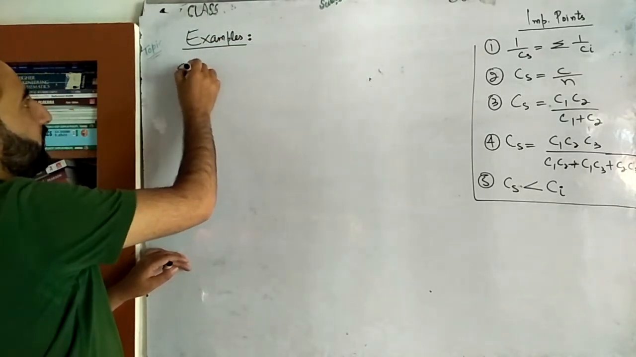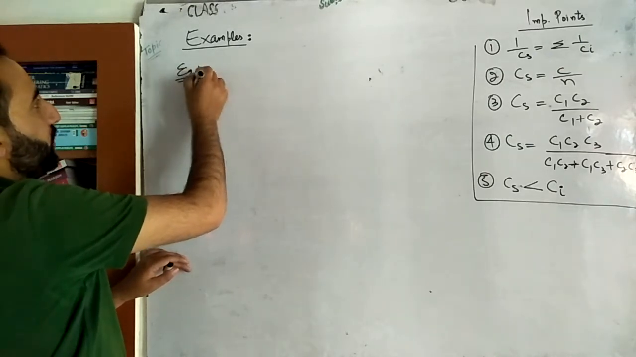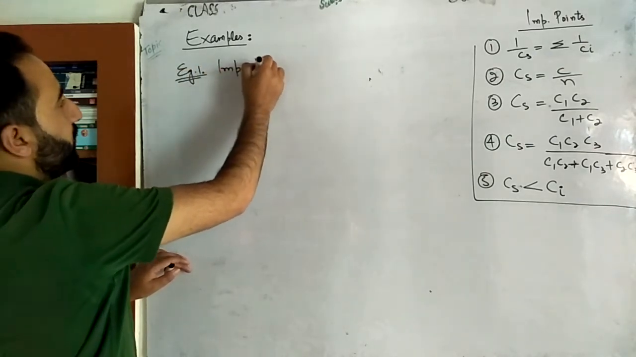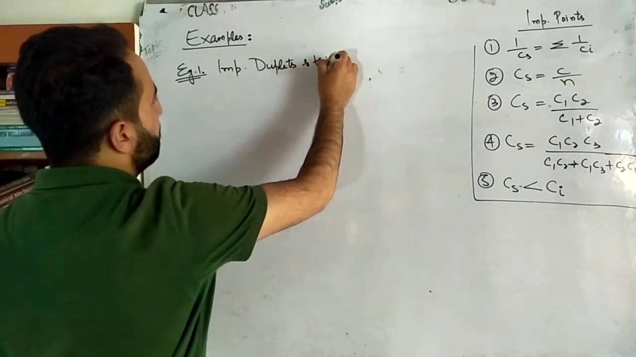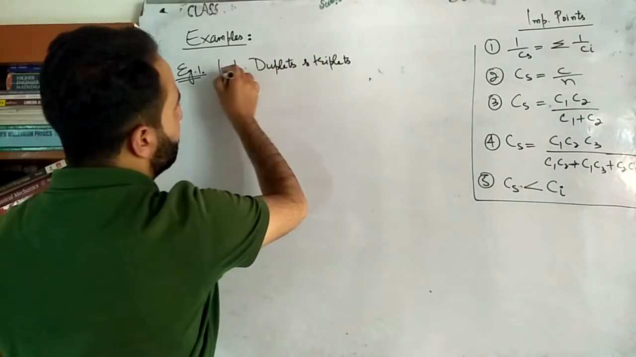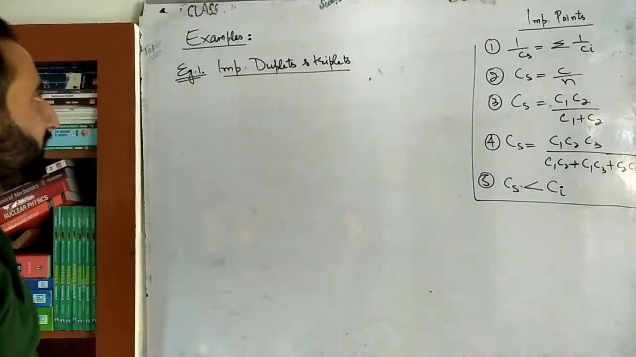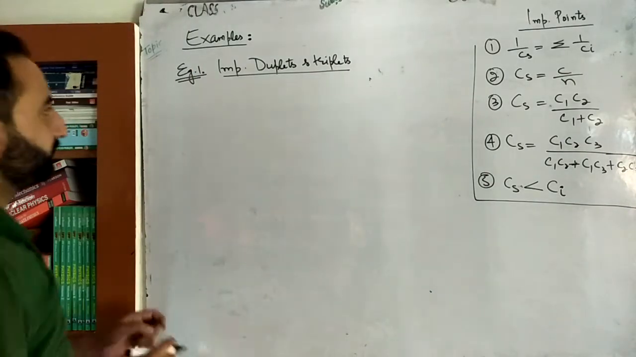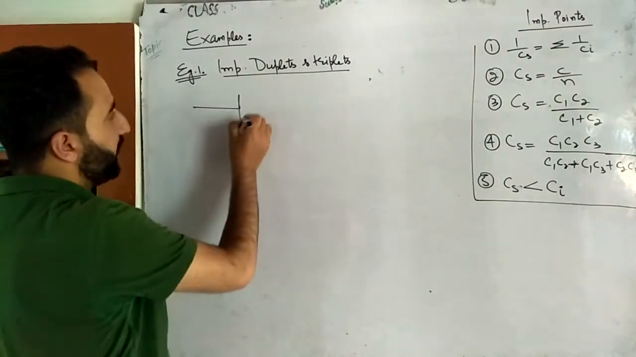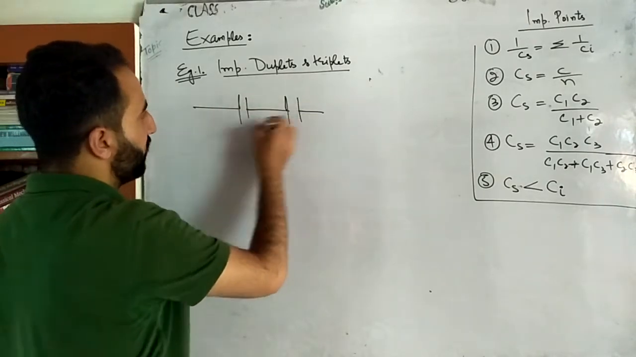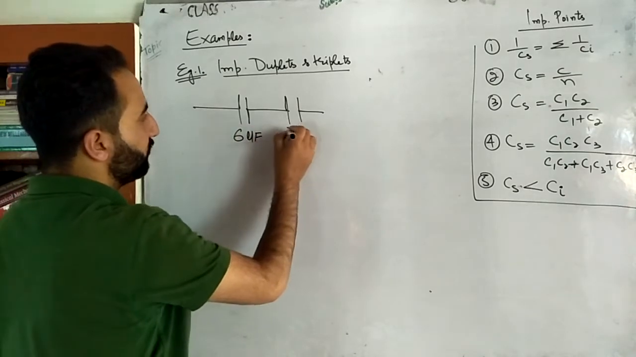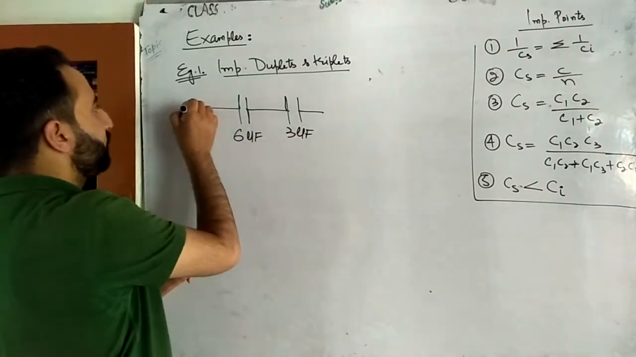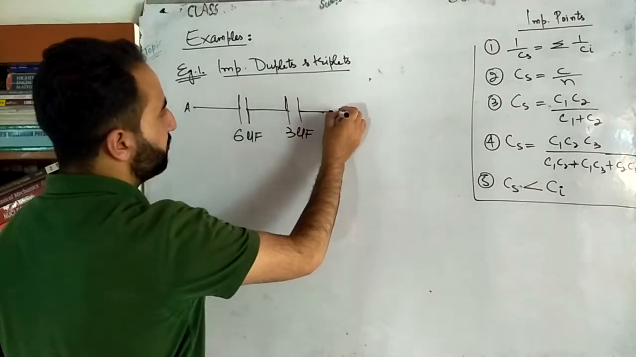So example number 1 is this: important duplets and triplets. It's important. For example, here we have 2 different capacitors, capacitor 1 and capacitor 2. Its capacitance is, suppose, 6 microfarad, and the other is 3 microfarad, and the question is to calculate the equivalent capacitance between the points A and B.